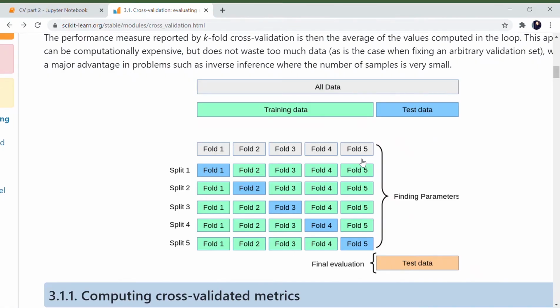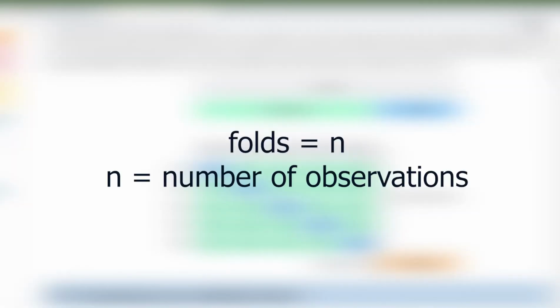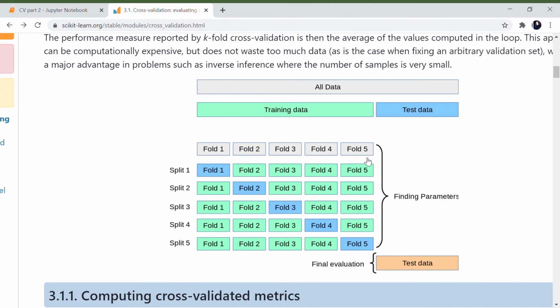So another thing is leave-one-out cross-validation, which is basically, instead of the number of folds being 5 or 10 or whatever, we're going to set the number of folds to n, where n is the number of observations in the data. So if I have 500 observations, then I will have 500 folds. So what does that mean? In terms of cross-validation, each time I'm going to put away one observation and train the model on the rest of the observations, n-1, and test the model on this one left-out observation.